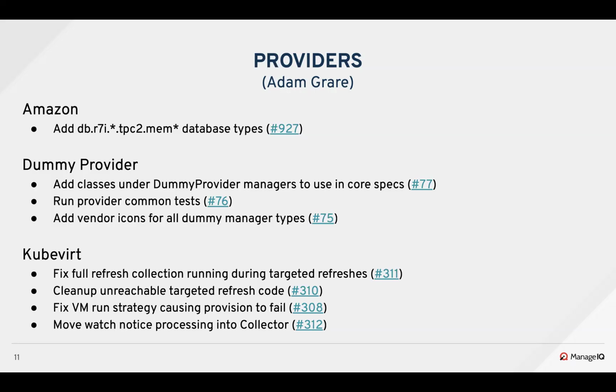For KubeVirt, some bug fixes and some refactorings this sprint. So we fixed an issue where full refresh collection was essentially happening on every targeted refresh. So it was getting everything from inventory and then ignoring it and getting just the targeted one. So we cleaned that up, and targeted refreshes are significantly faster now. We also cleaned up some unreachable targeted refresh code that was only applicable before some of the changes with inventory refresh many years ago. So we're able to get some of that out.